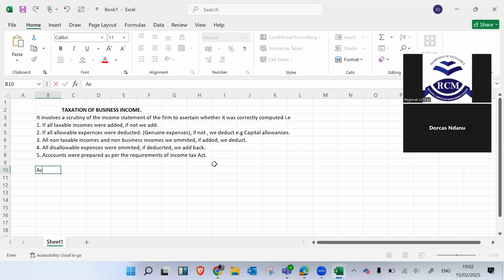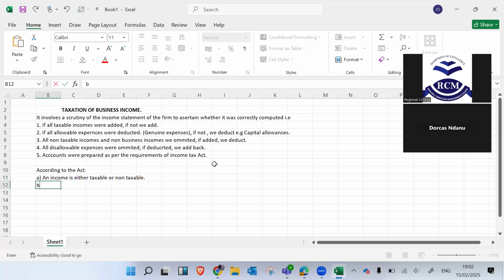So according to the Act, number A, an income is either taxable or non-taxable. Income has only two names, either a taxable income or a non-taxable income.